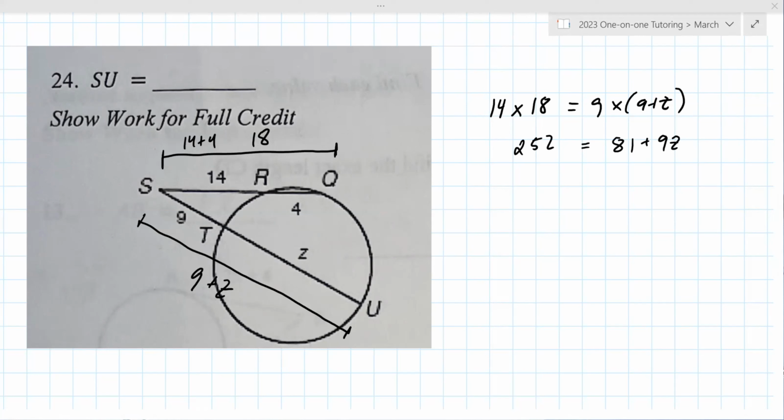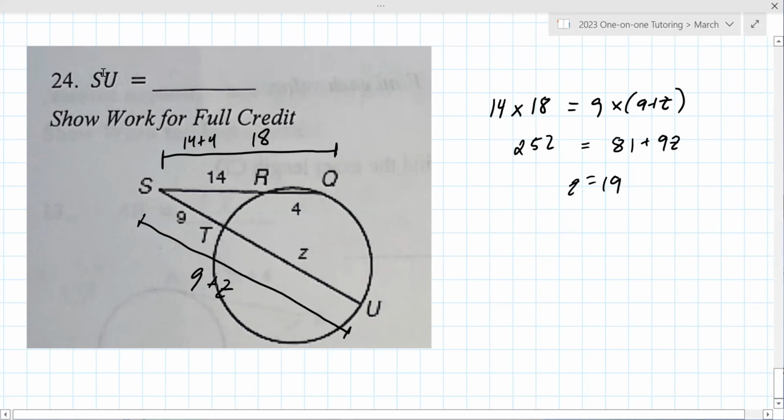I used the wrong number. That's why it doesn't work out nicely, because I made a mistake. Yes, z is 19, but is that what they're asking for? No, you have to go back in and substitute. So 28. Nice.